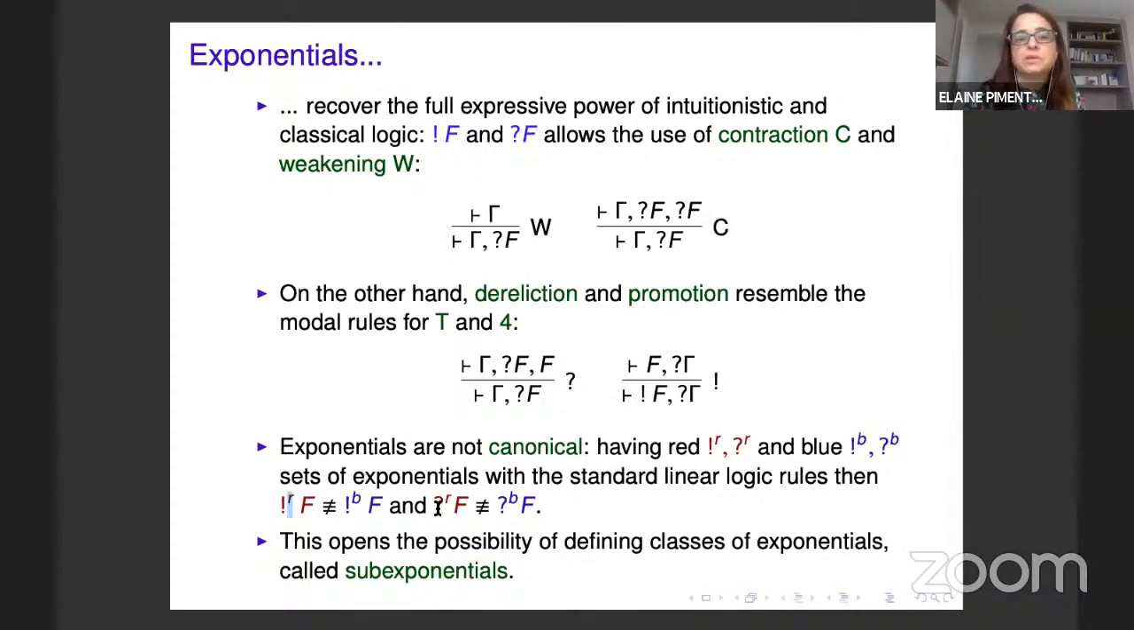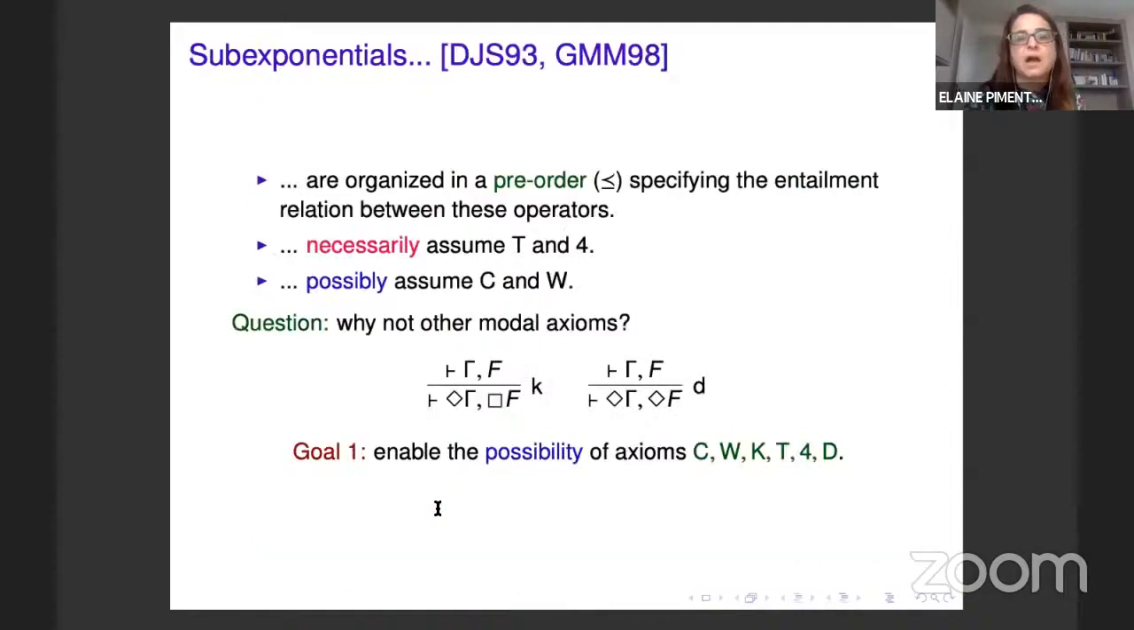And this opens the possibility of having many more connectives, right? I mean, you may have one different connective for each label or color or whatever. So this opens the possibility of having what has been called sub-exponentials. So sub-exponentials are nothing else than multimodality, let's say, for classical modal logics. So the nice thing is that you can organize these labels in a pre-order. You have to do that if you want to have cut elimination.